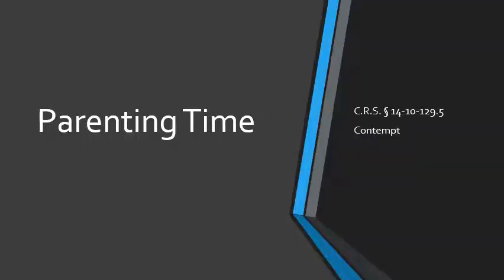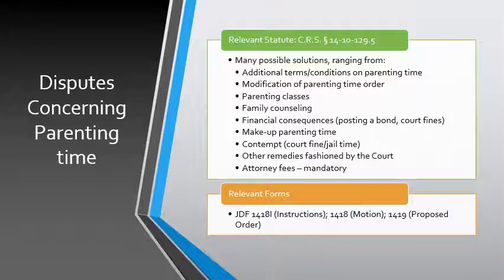So we're going to start by speaking specifically about how to enforce a parenting time order under the statute. The relevant statute for enforcing a parenting time order is Colorado Revised Statute 14-10-129.5. That statute provides a wide range of remedies which are listed here. They can be anything from adding terms to parenting time to modifying parenting time, family counseling, things like that. There can be financial consequences or make up parenting time as consequences. There can be contempt remedies, which we'll talk about at the end of the slideshow, or any other creative remedies that are fashioned by the court.